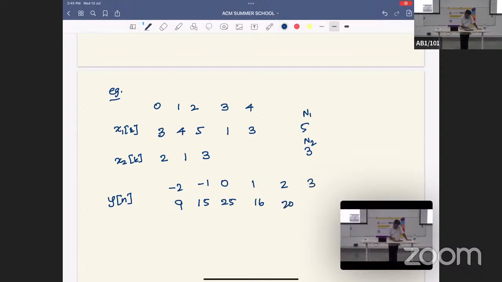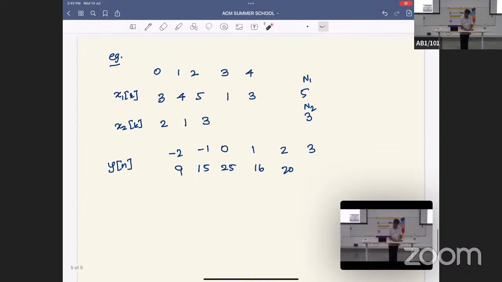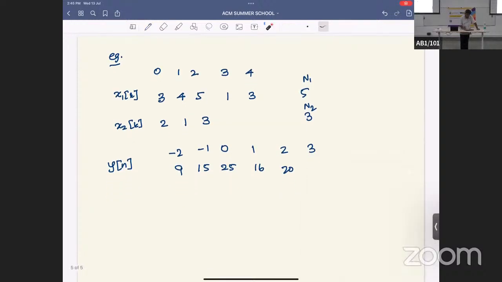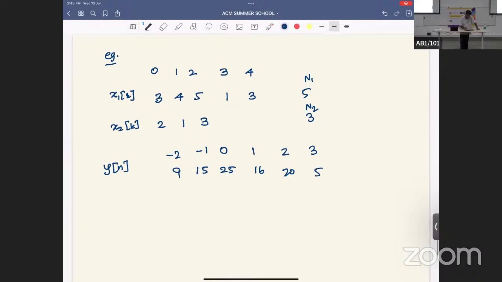Then push by 3. Then what will happen? This will not multiply anything because it went out. This guy will multiply this and this will multiply this. That's all. How much? 3 plus 2, 5. And you push now by 4. Then what will happen? Only 2 will multiply this 3, giving 6.